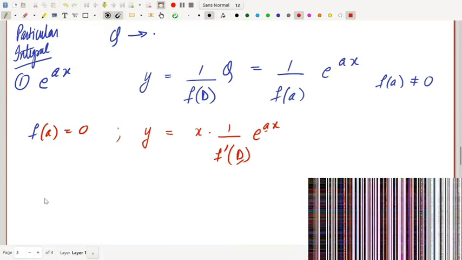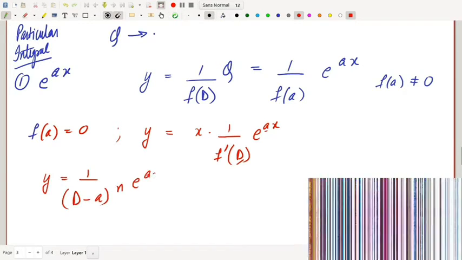Basically, what it would look like: if we have y is equal to 1/(D minus a) raised to power n e^ax, then up to n times our denominator will be 0. So y would be x raised to power n by n factorial e^ax.